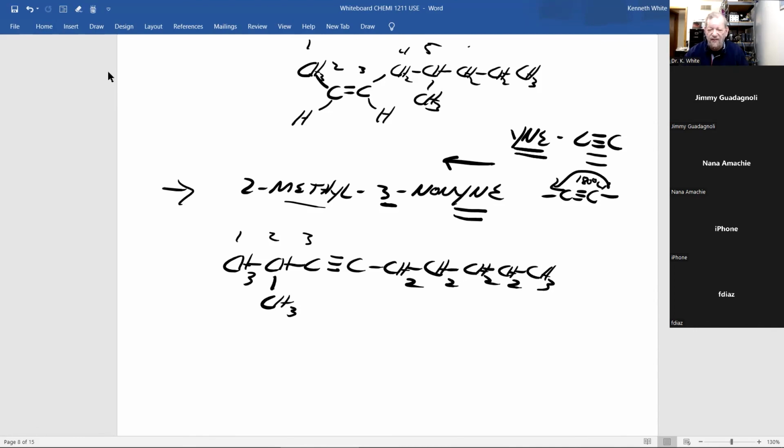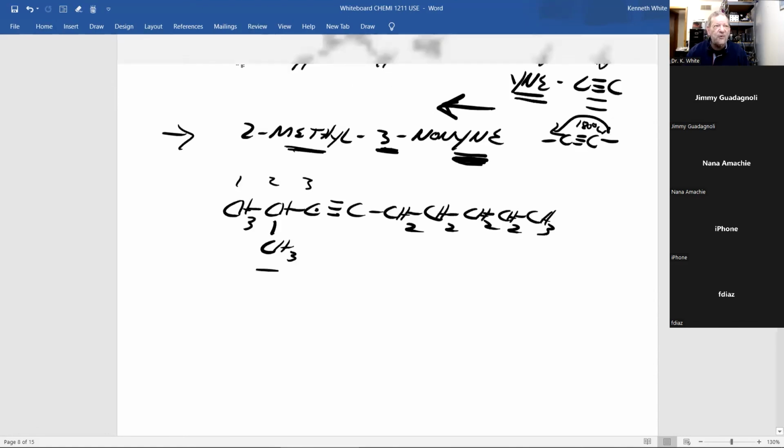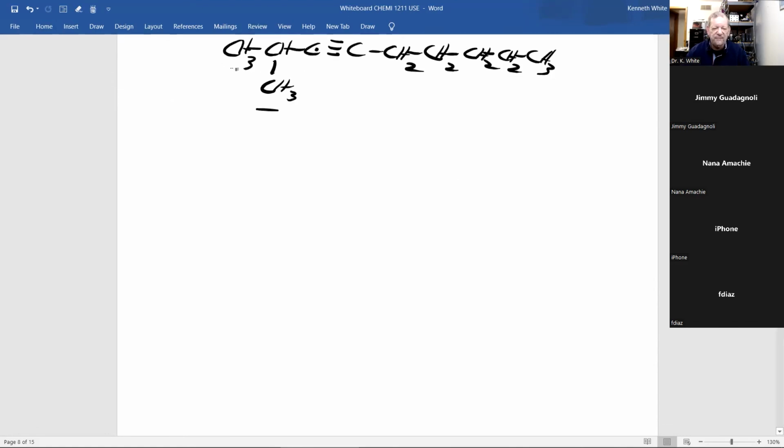Again, start from the right, move left. YNE ending tells you triple bond. And if that was ANE, nonane, 9 carbons. And where does the triple bond start? Carbon 3. And then on carbon 2, there's your old friend, the methyl group. And now here's one for you to try.